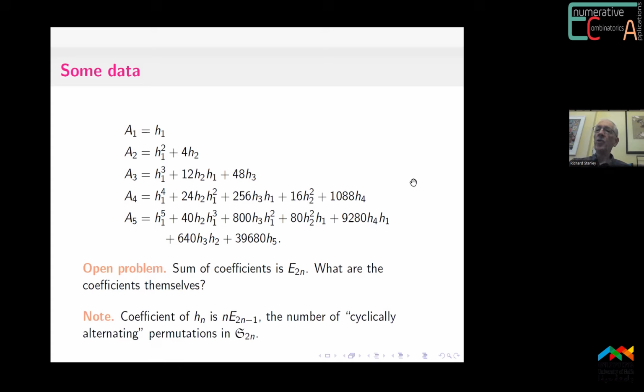The coefficient of H_n here, one can show, is n E_{2n-1}. This is the number of cyclically alternating permutations in S_2n. That is, if we arrange the permutation in a circle, they would continue to alternate all around the circle. But we don't know, well, some of these other h_lambdas we can interpret combinatorially, but in general, it's a mystery.